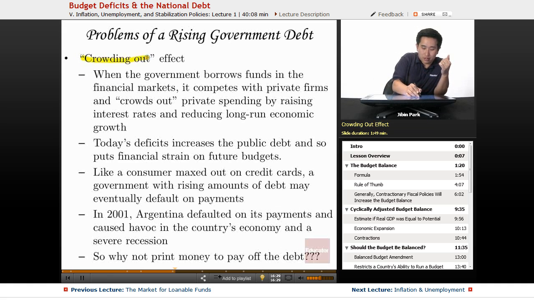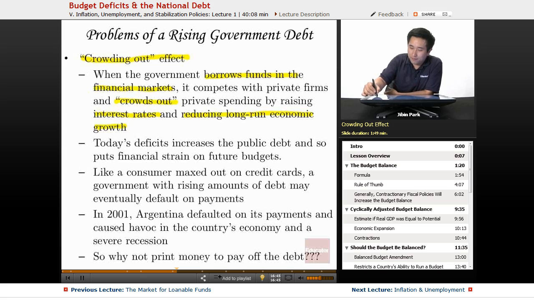The first one is this crowding out effect. So when the government borrows funds in the financial markets, it competes with private firms and therefore it crowds out private spending by raising interest rates and reducing long-run economic growth. Again, let's draw a little mini graph here. I didn't leave a whole lot of room here, and we've covered this before. But let's say this is the quantity of loanable funds.